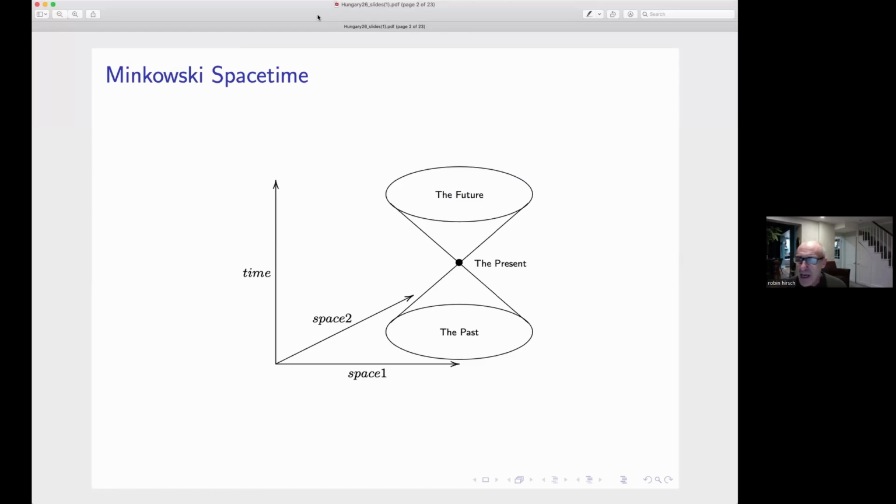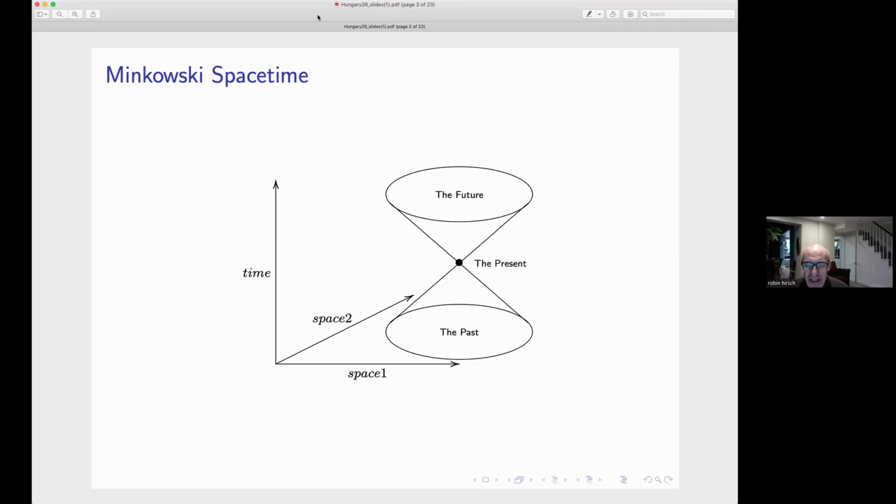This is a picture of Minkowski space-time. The dots represent space-time points, and we have a time axis and a number of space axes. In this picture there are two, and we can consider this to be a Kripke frame. So you evaluate at a space-time point.